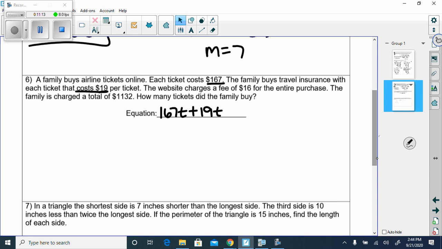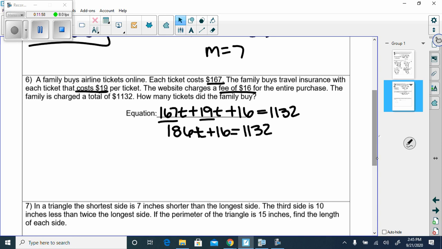Okay. And then on top of that, they also were charged a $16 fee. So what was that? Now I did not say per ticket on that one, right? So just 16. And they spent a total of... Correct. Okay, so what do I have to do before I can start solving? You have to combine like terms. And when I combine my T, I get what? 186. So I have 186T plus 16 equals 1,132.